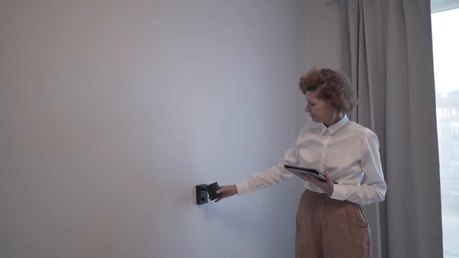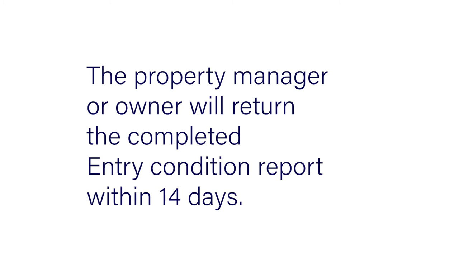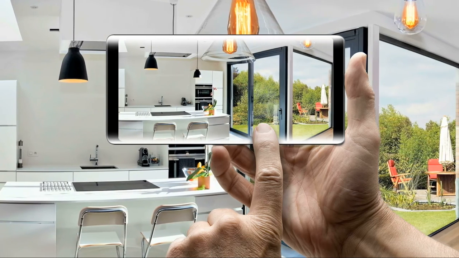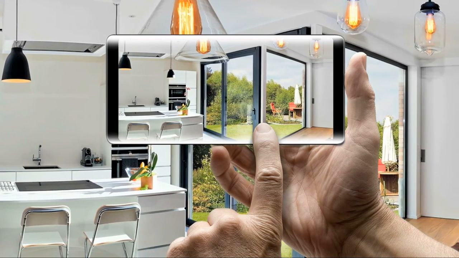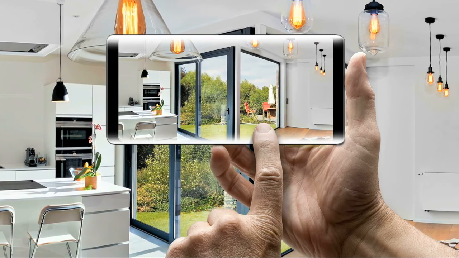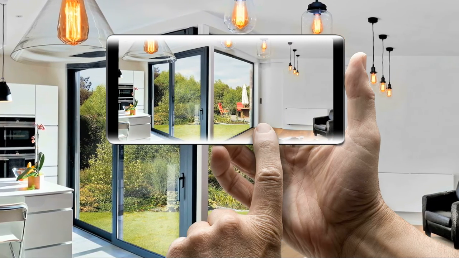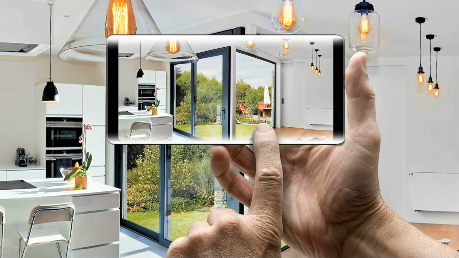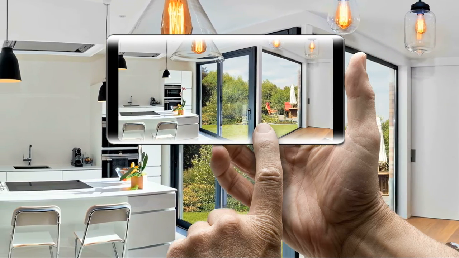The tenant has 7 days to fill out the entry condition report and return it back to the property manager or owner. The property owner or manager will return a completed copy back to the tenant within 14 days. It's a good idea to take photographs, as this may be used to prove what state the property was in at the start of the tenancy. Keep the signed entry condition report alongside any photographs taken in a safe place.